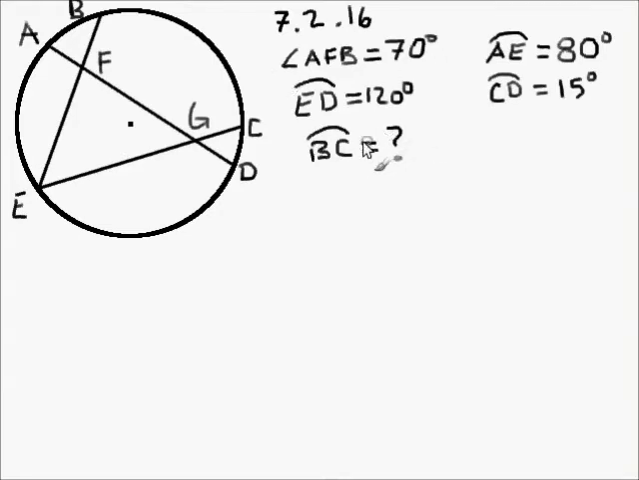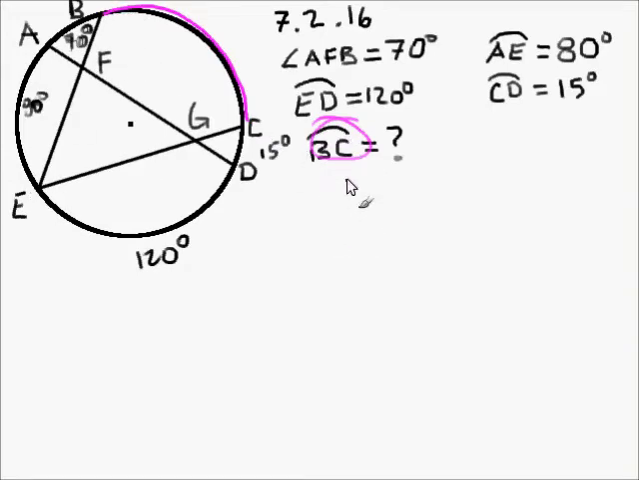So let's go ahead here. We're looking for BC, and that's going to be this arc here. We can go ahead and start filling in with what we know. AFB is 70 degrees. AE is 80, not the angle, the arc. And that's an important distinction. ED is 120, CD is 15. Again, those are arcs, not angles. And what we need is BC.